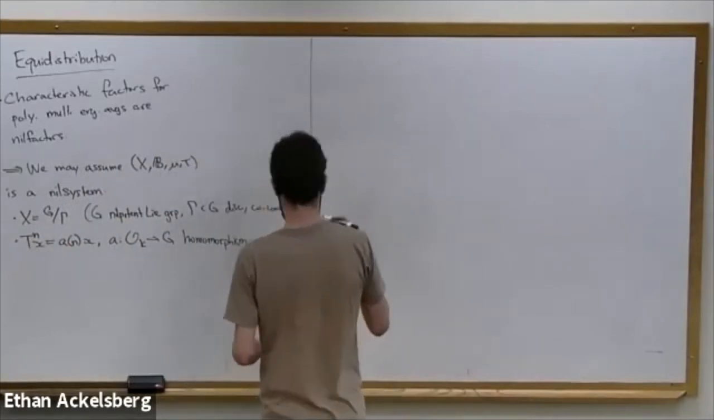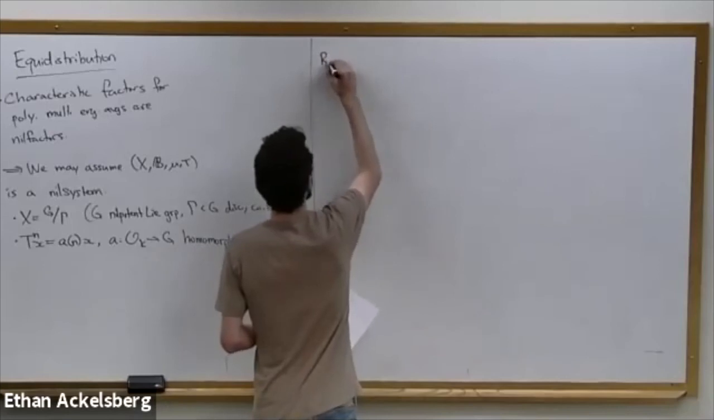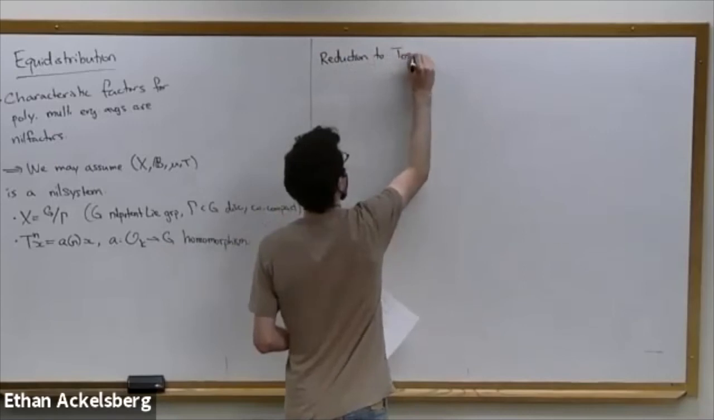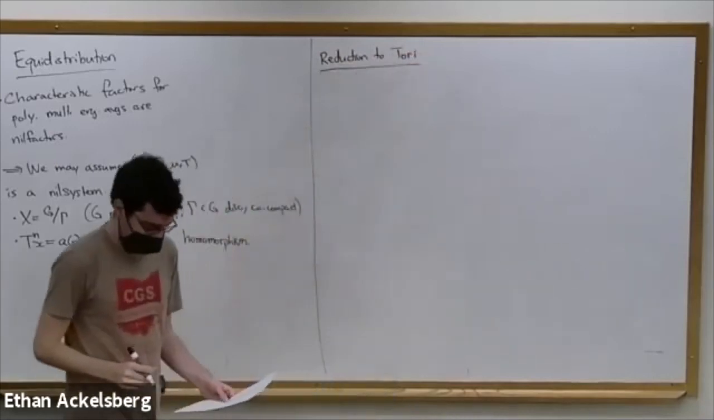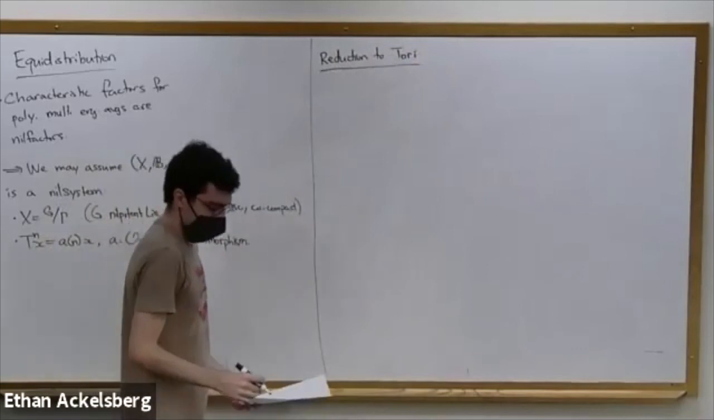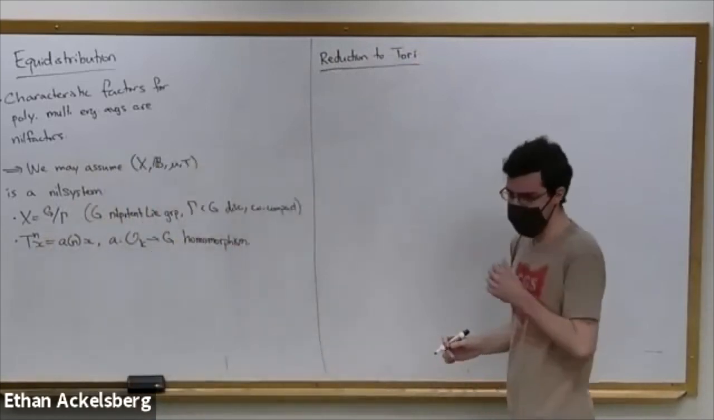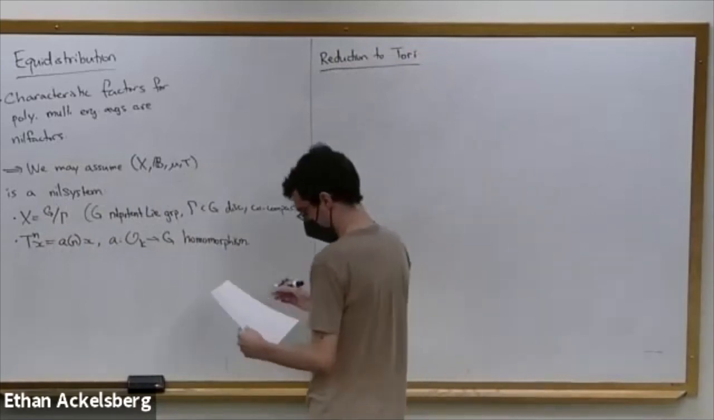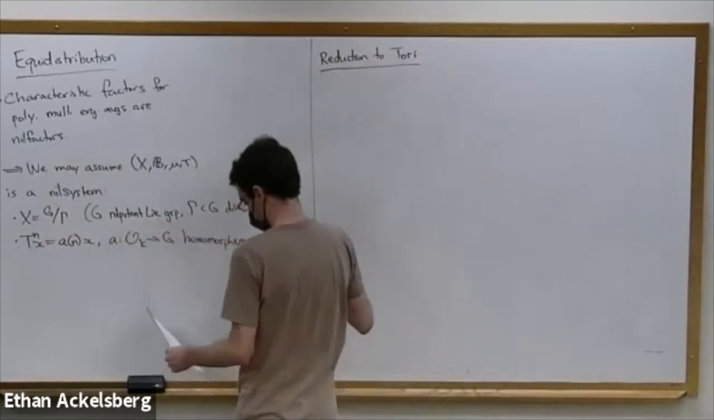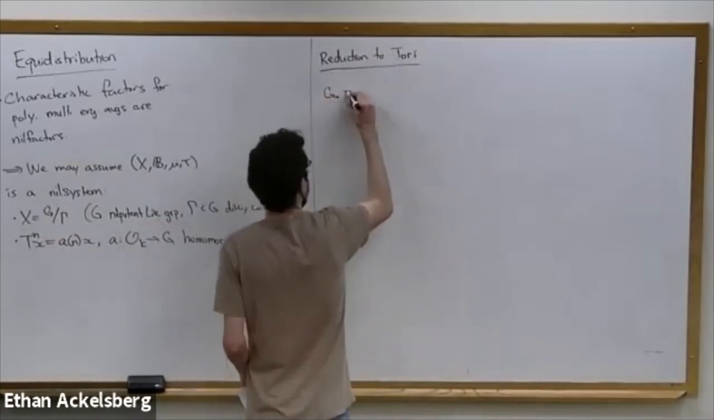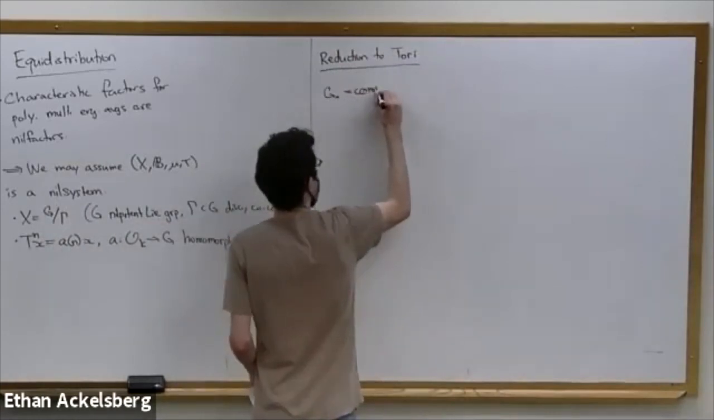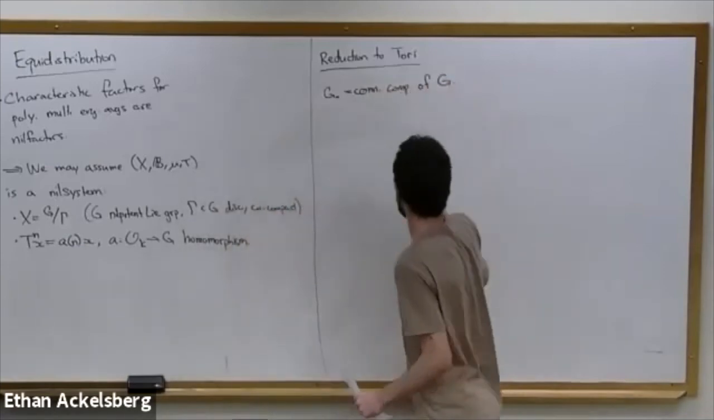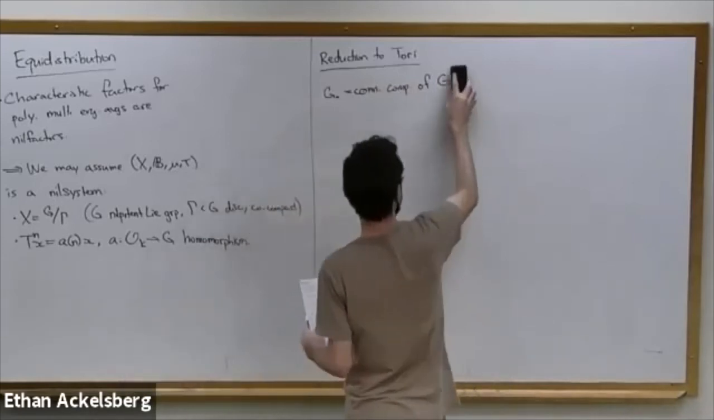Let me start with a reduction to tori. So this is related to some equidistribution results I talked about, I think, in the spring. So we can look at the abelianization of our space here. So I'll let G0 be the connected component of the group, of the identity in G.